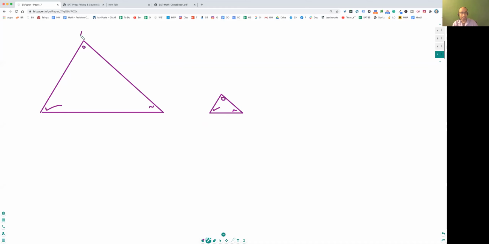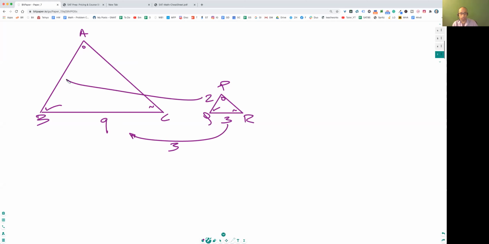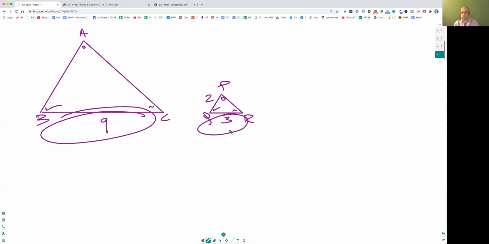And the sides: let's say this is A, B, C, and this is, whatever it is, PQR. Let's say this length over here is 2, and this is 3. Now, if this is 2 and this is 3, and you're given that this is 9, then remember, this guy is 3 times this. In the same way, this one is going to be 3 times this, so it's going to be 6 over here. What do I mean? The ratio is fixed. The ratio of this corresponding side to this side is fixed.